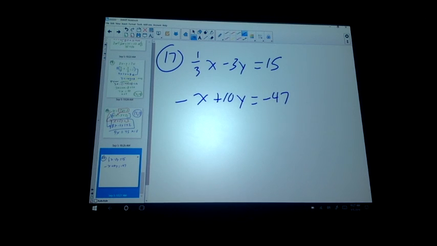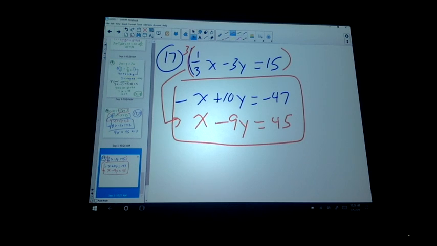Okay, problem number 17. Before I start messing around at all with this problem, I would clear the fraction on the first one. So I'd multiply everything on this first one by 3. So let's just bring this underneath. That's going to give me x minus 9y equals 45. Now I don't have to deal with a fraction, which is kind of nice. These are actually set up nicely, so if I add them together, the x's cancel out, and 1y equals negative 2.